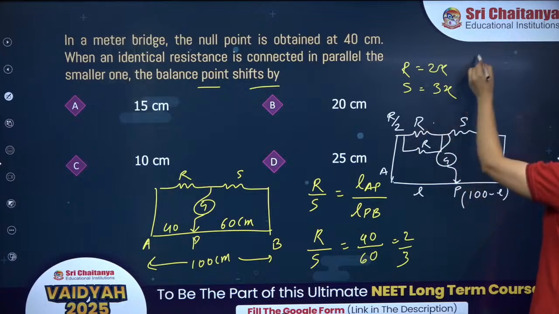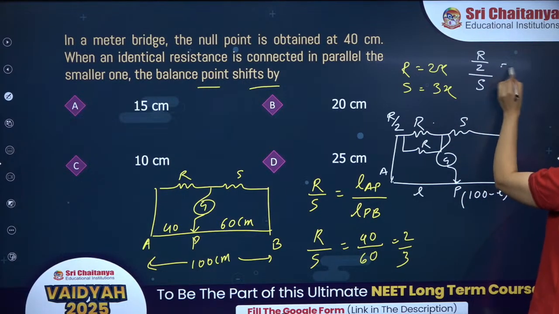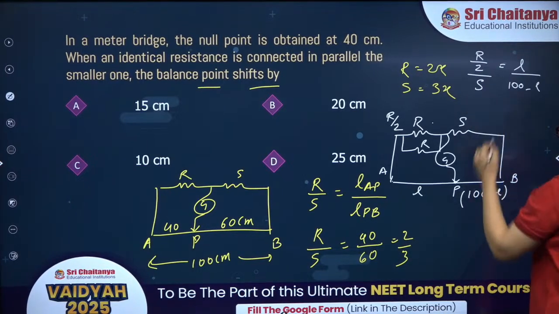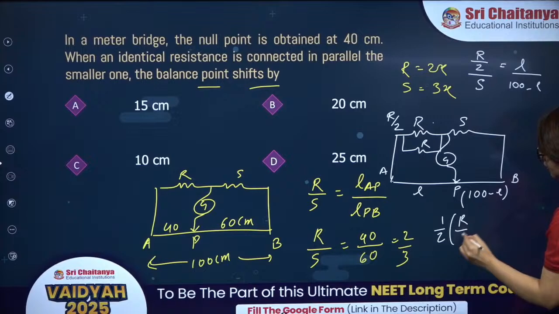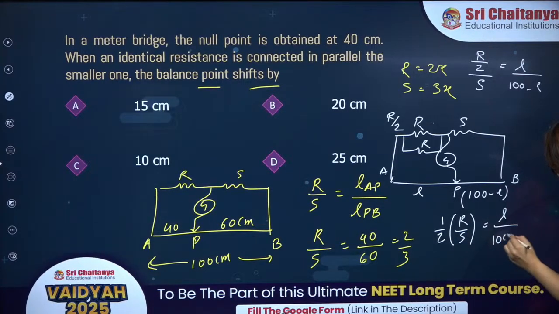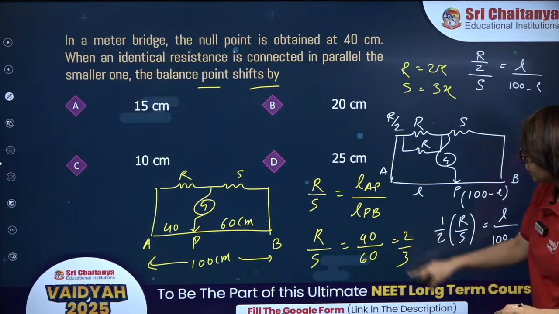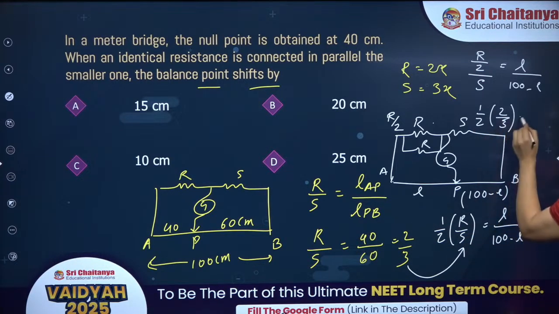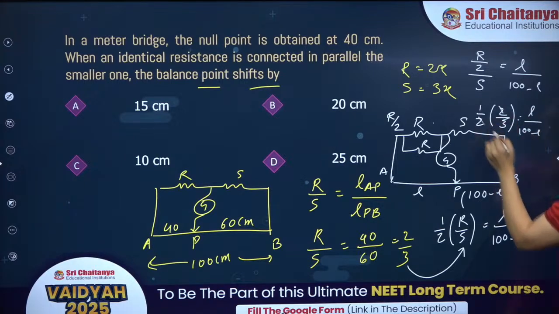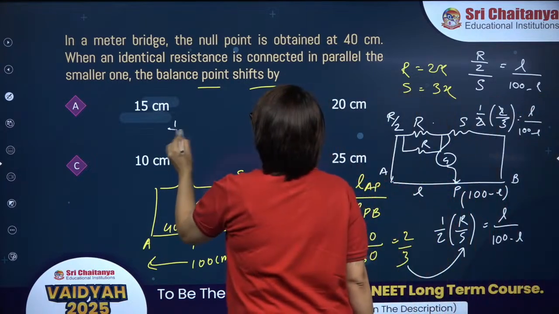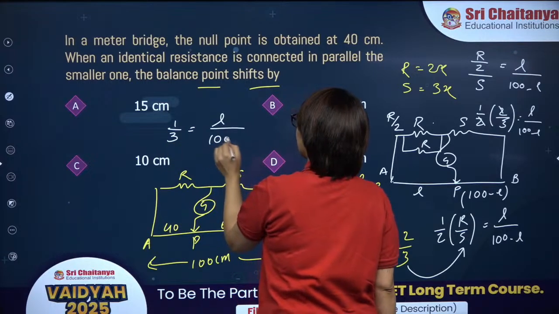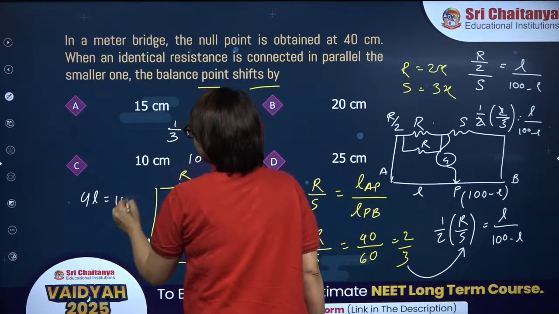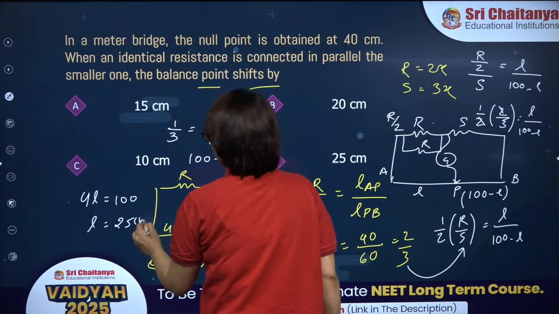So we have the balancing condition as R by 2 divided by S is equal to L upon 100 minus L. So we have 1 by 2 times R by S is equal to L upon 100 minus L. But R by S is equal to 2 by 3. Put it here. So you will get 1 by 2 times 2 by 3 is equal to L upon 100 minus L. 2 cancel. So what do we have? We have 1 by 3 is equal to L upon 100 minus L. So 100 minus L is equal to 3L. So 4L is equal to 100 and L is equal to 25 centimeter.